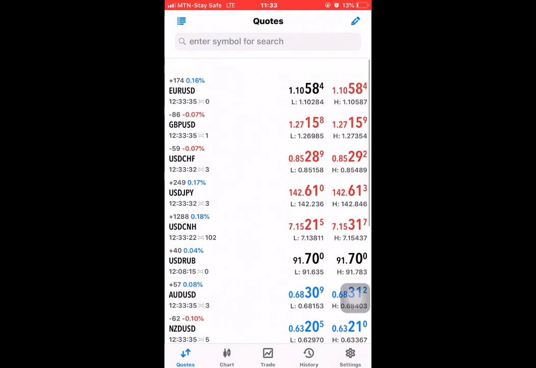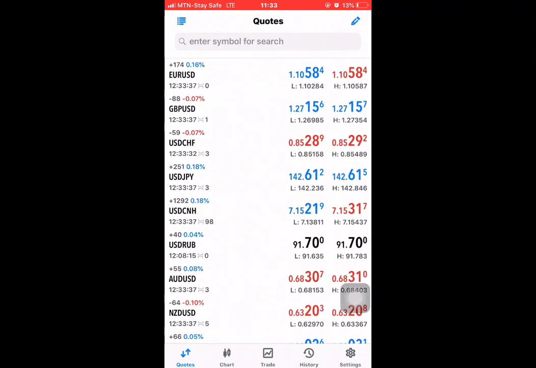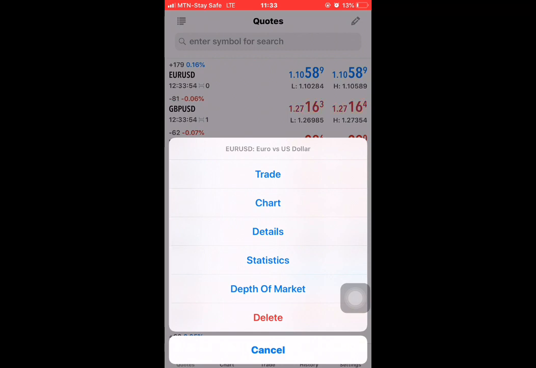Then here come out our currency pairs. These are the instruments that we are going to set the buy stop order for. For instance, let's say we are going to set the buy stop order for EURUSD, that is this first currency pair. So you click on it and go to charts.